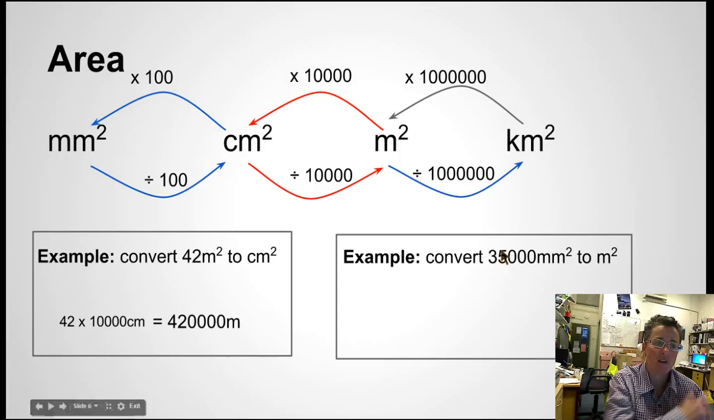So to convert the other way, from millimeters squared to meters squared, we've got 100, and then we've got 10,000, so we're going to have 1 million. So we're going to end up with 1, 2, 3, 4 zeros here, plus the 2 zeros here. So we've got 35,000 divided by 1 million. We move the decimal place 6 places and we end up with 0.035. It should be meters squared. I've missed that squared off there again. Don't you miss that.